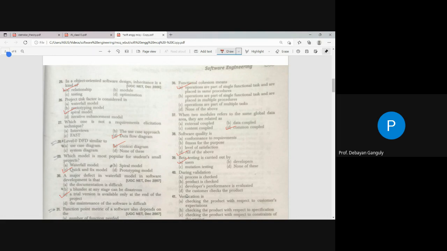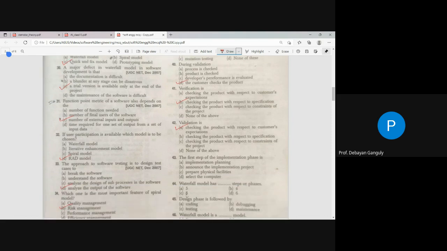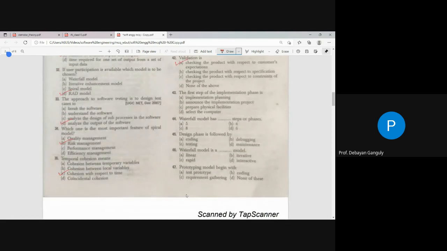40. During validation, the customer checks the product, and there is a very important distinction between verification and validation. Verification means checking the product with respect to specification. And you can say validation is checking the product with respect to customer expectations. That is the difference. So the first step of the implementation phase, you can say, is implementation planning.